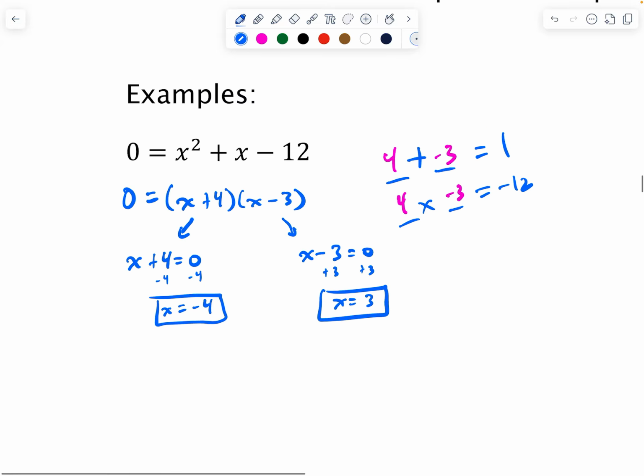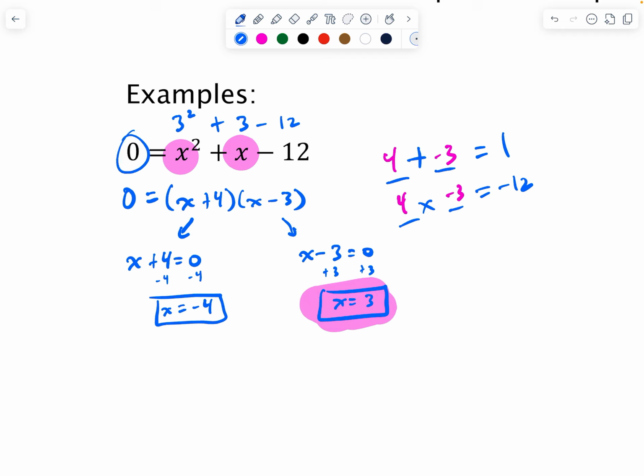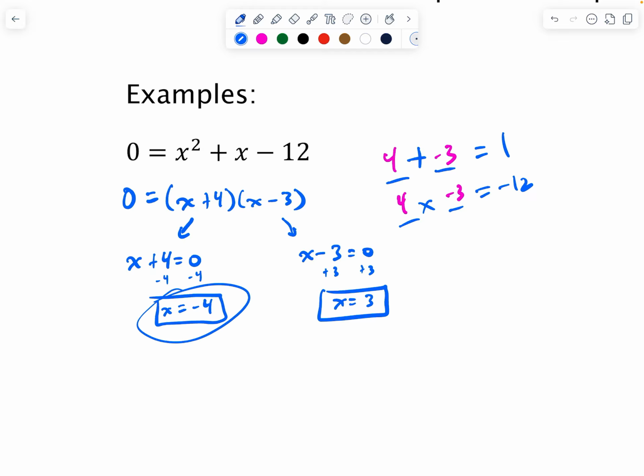So you would know this question is correct by simply plugging the solution in for your x's. So if you did 3 squared plus 3 minus 12, 3 squared is 9, and 9 plus 3 is 12, and 12 minus 12 is, boom, 0. It equals 0. So it does exactly what we want it to do. We want to find a value for x that would solve the equation. It would also work for negative 4. There's 2 answers.